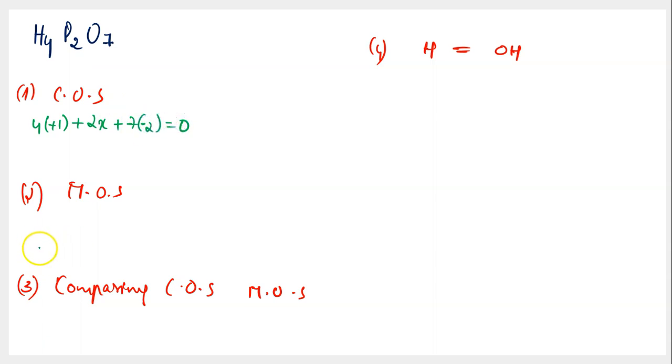All of this together is equal to 0. And when you solve it, x turns out to be plus 5. So the current oxidation state is plus 5. And phosphorus belongs to group 15, so its maximum oxidation state is also equal to plus 5 because it has 5 valence electrons in the outermost shell. And when I compare current oxidation state and maximum oxidation state, both are plus 5, which means both are equal.